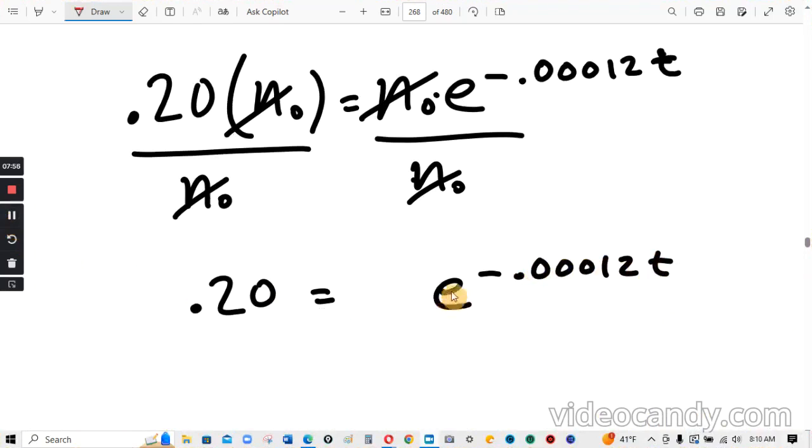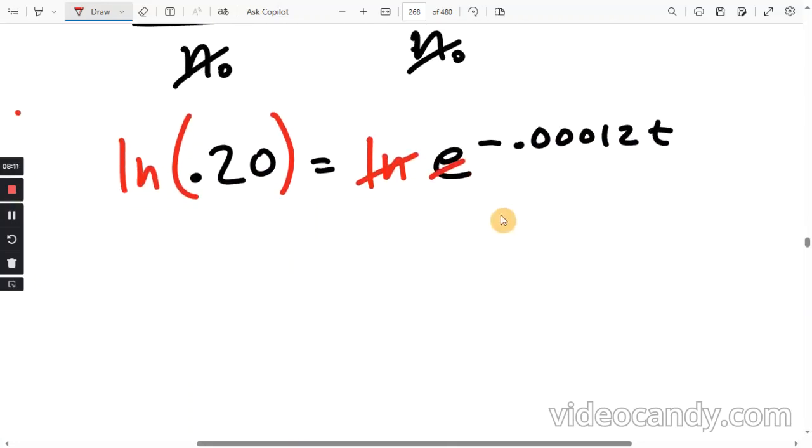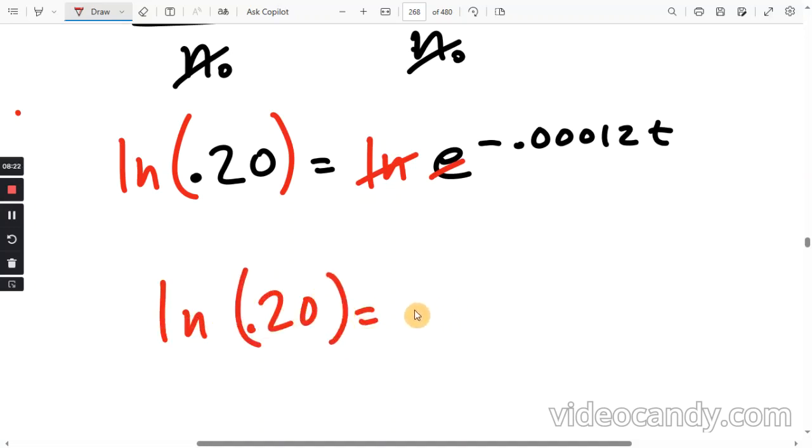Remember, the natural log is log base e, so we're going to do the natural log on both sides of the equal sign. Natural log and e cancel, and we're just left with this right here. Really, we don't even have to rewrite it. I'm just rewriting it to make it neat. All right, ln of 0.20 is going to equal negative 0.00012 t. The opposite of t times this number, because this is times t, is divided by that number.